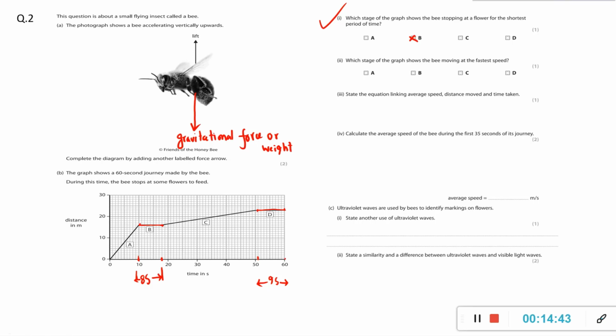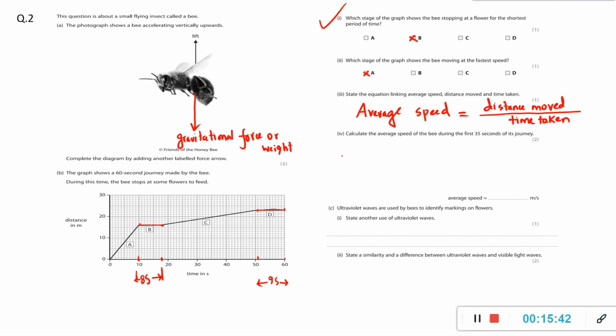Which stage of the graph shows the bee moving at fastest speed? A, because here line is more steep or the gradient is larger for section A. State the equation linking average speed. We know average speed equal to distance moved divided by time taken.